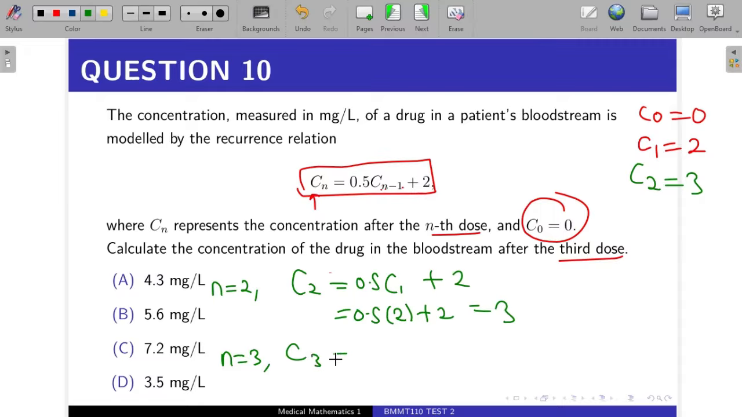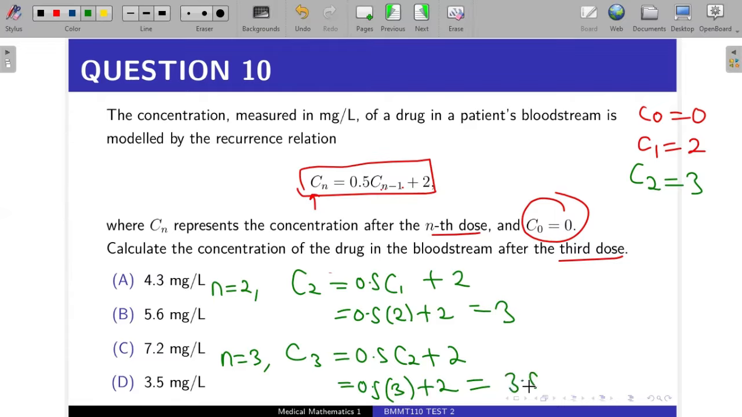So C3 is equal to 0.5 times C2 plus 2. So this will be 0.5, C2 is 3, and then plus 2. So we multiply this on the calculator: 0.5 multiplied by 3 and then plus 2. So that will be 3.5.